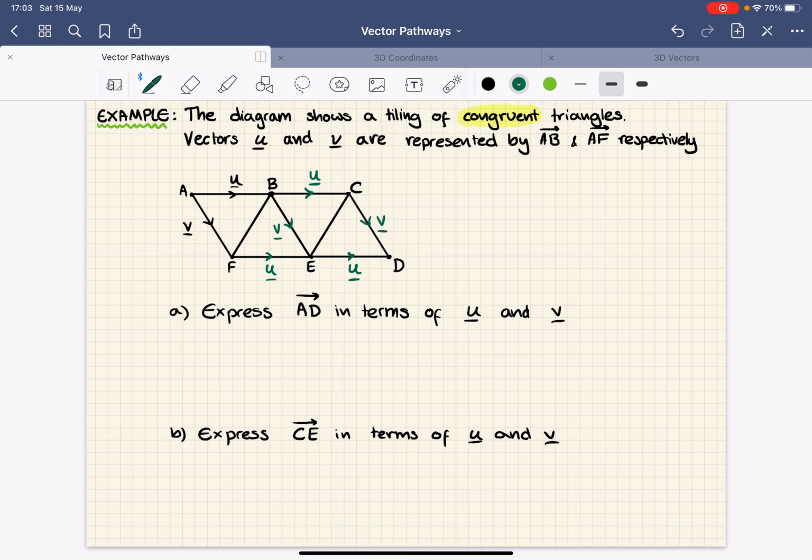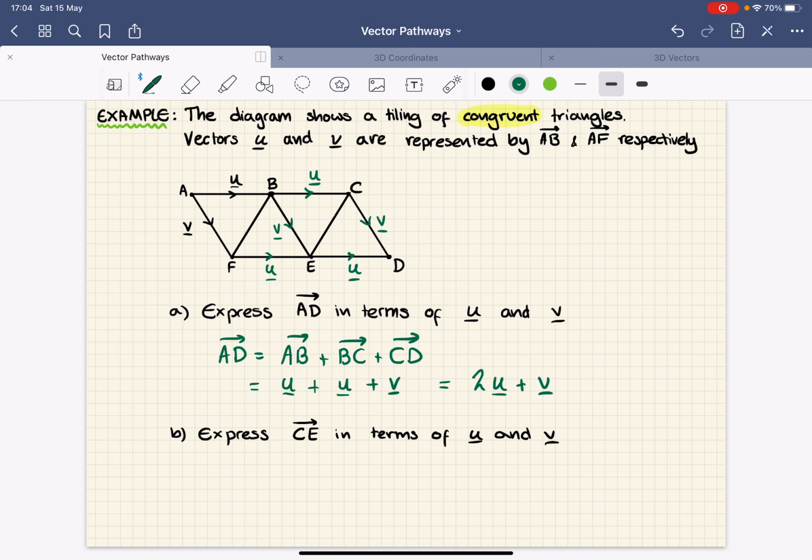So the first thing I want to do is express A to D in terms of u and v. So thinking about my route from A to D, I can go from A to B, then B to C, then C to D. So I'm doing A to B, then B to C, and then C to D. So A to B is u, B to C is u, and C to D is v. And then collecting my like terms together, I've got two lots of the u's there, so that's going to be 2u plus v.